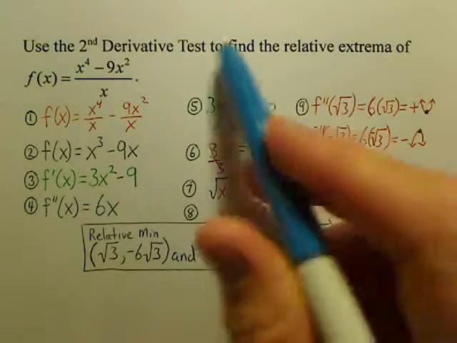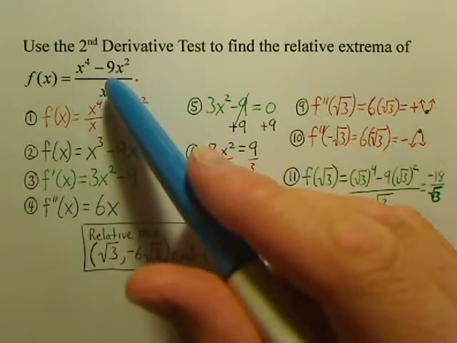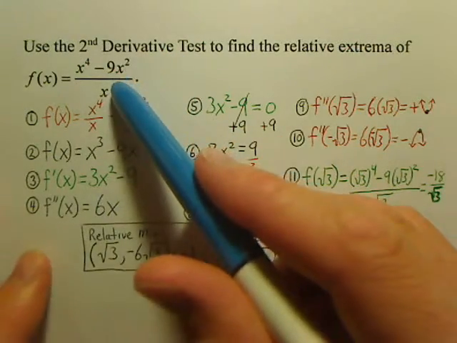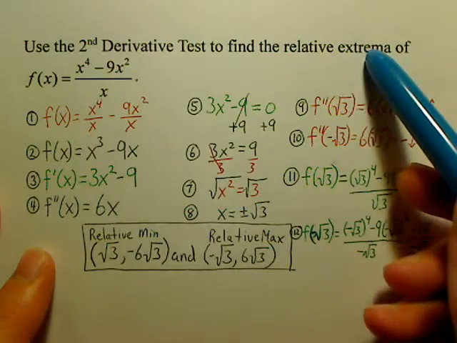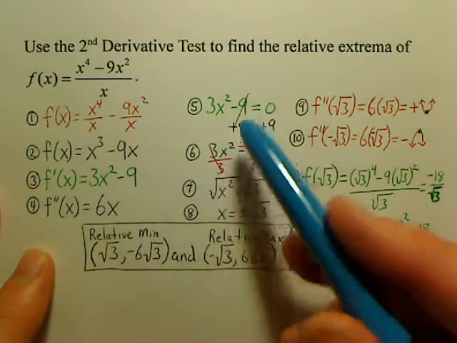Finding relative extremas using the second derivative test. First thing we have to do, as you know, is find the critical numbers. It's the first thing to find relative extremas, and then we're going to use the second derivative to test it for what type of extrema it is.